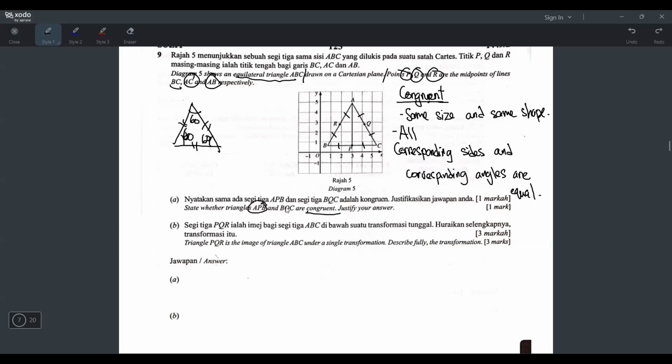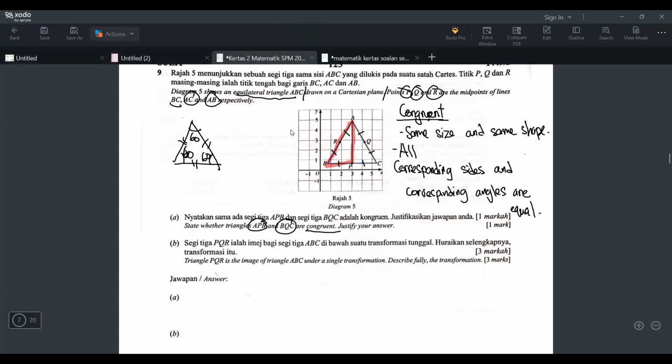So let's determine where is triangle APB and BQC first. So I'll use a highlighter. APB. This is the first one. Next one is BQC. Okay. So how do we know whether it's congruent or not? We check all the corresponding sides and corresponding angles, right? But actually you don't need to check all corresponding sides, all corresponding angles. Okay, you can just check the sides.